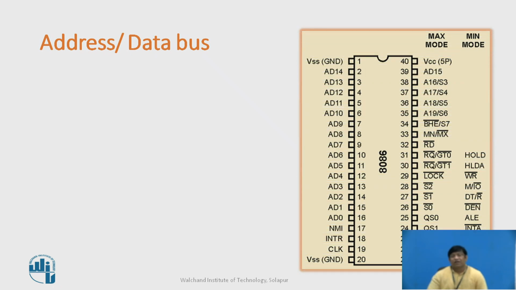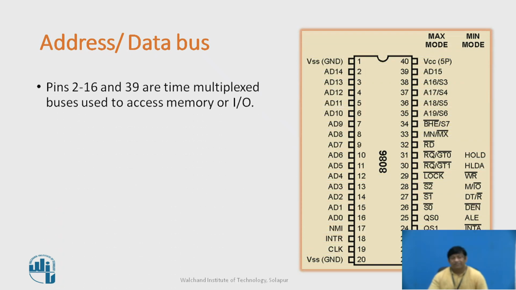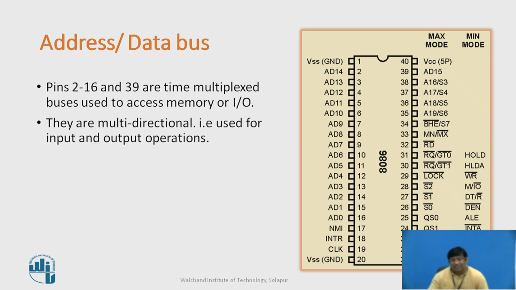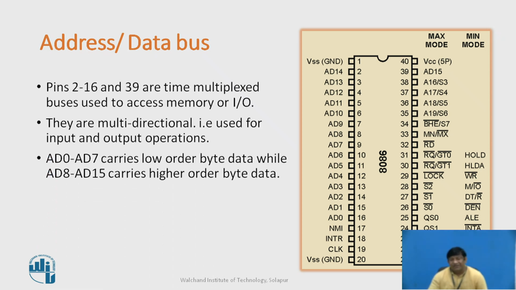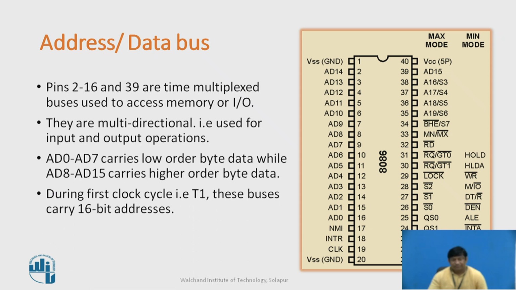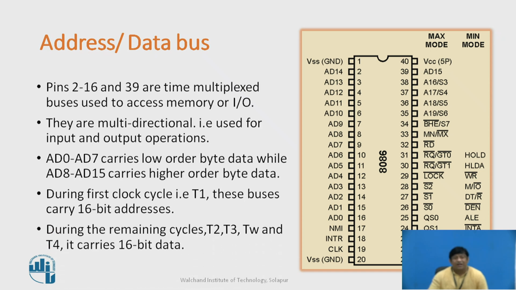Address and data bus. In the 8086 pin diagram, pins 2 to 16 and 39 are time-multiplexed buses used to access memory or input and output. They are bidirectional. AD0 to AD7 carry the low order byte of data, while AD8 to AD15 carry the higher order byte of data. During the first clock cycle, T1, these buses carry a 16-bit address, and during the remaining cycles, T2, T3, TW and T4, they carry 16-bit data.